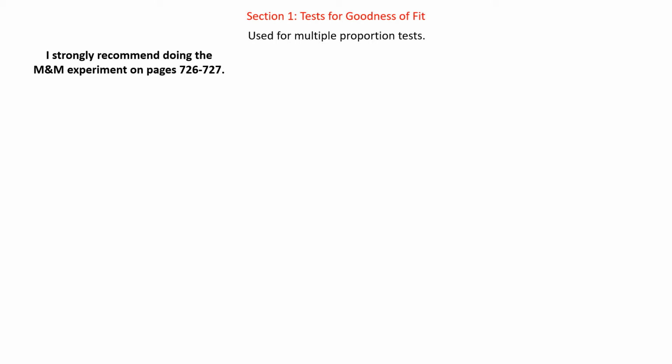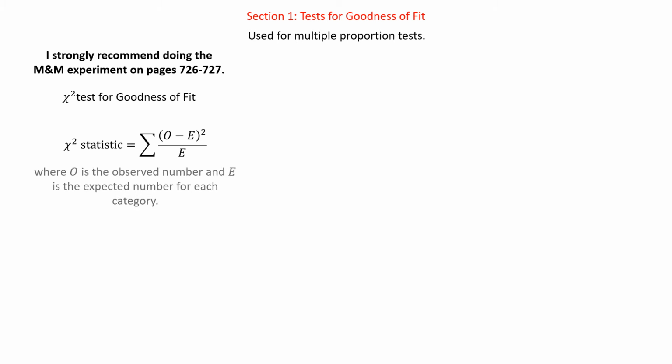So anyway, the M&M experiment, what you did is a chi-squared test for goodness of fit. Again, one of the fun things about statistics is we get to use cool words like goodness of fit. This is how we always find a chi-squared statistic throughout all the different types of tests that we're going to see today: it's the sum of the observed minus expected squared divided by the expected.